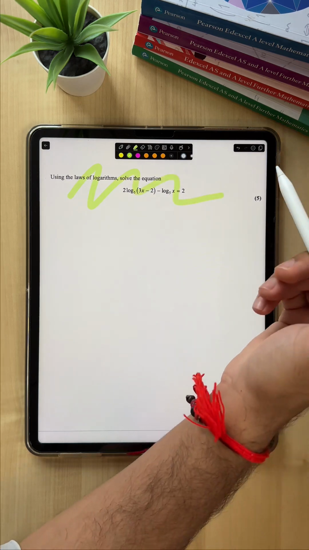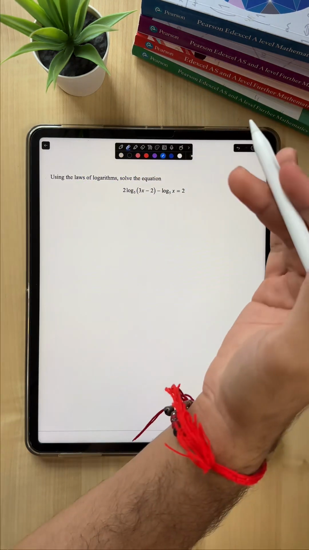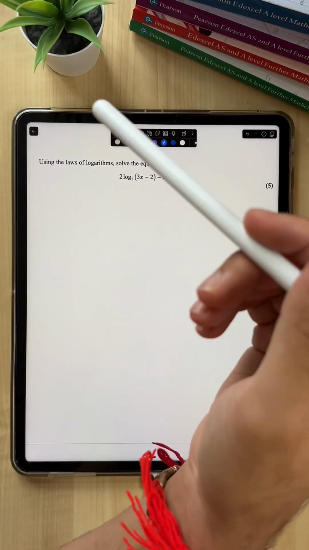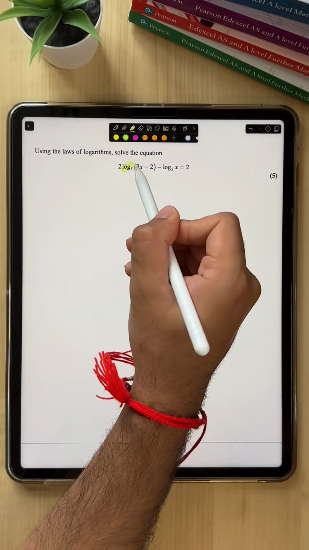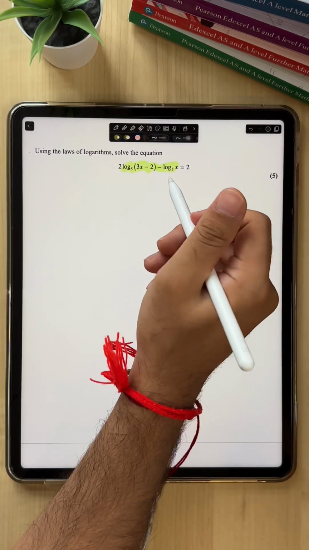Today we're going to be looking at logs. I made a video quite a while ago on how to do logs, and if you've done any additional maths at GCSE you would have done it as well. But anyway, let's get straight into this question. We just need to solve this equation. With logs, we always want to combine everything into one log using the rules of logs.